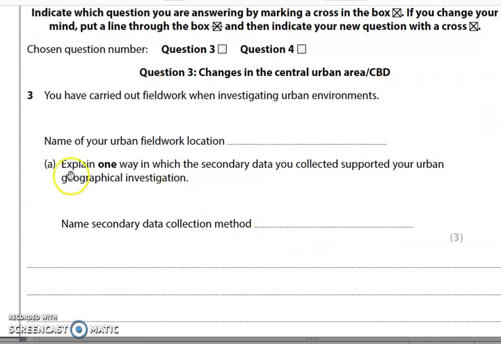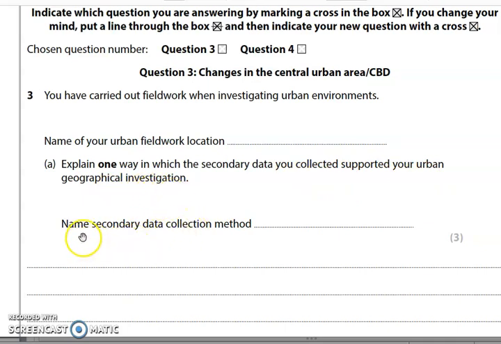Now, it says here, explain one way in which the secondary data you collected supported your urban geographical investigation. So explain. You've got to give reasons using connectives such as this means that, this leads to, this is because. So just one way. So we've got to look at how did the secondary data, not the data that we collected when we were in Birmingham, but the data that we maybe collected from internet sites, websites, or other data. And how did we use that to draw our conclusions for our investigation to see the changes there?